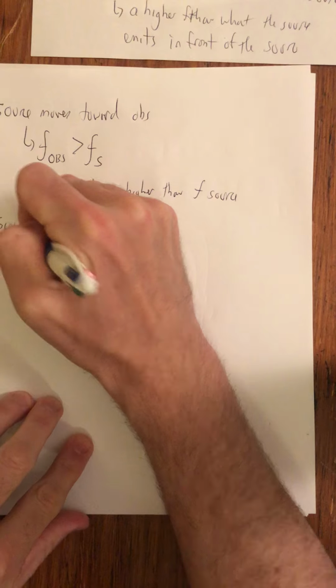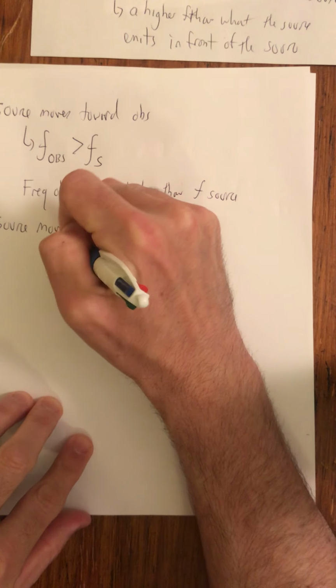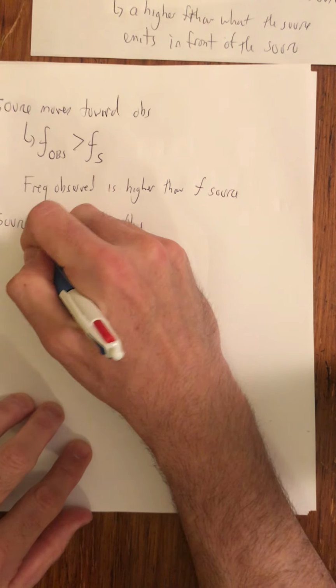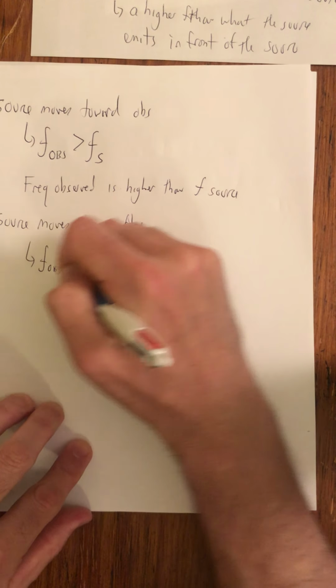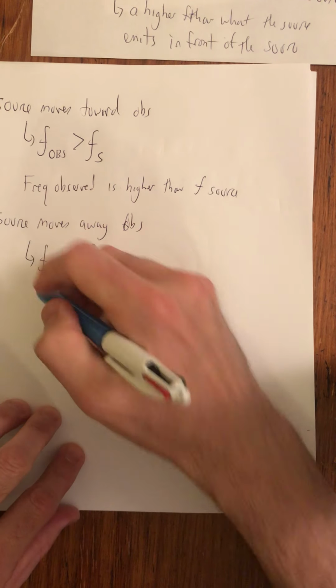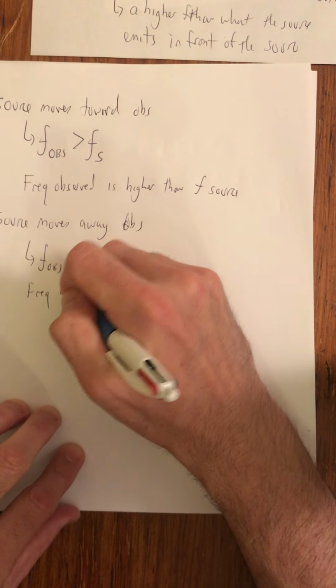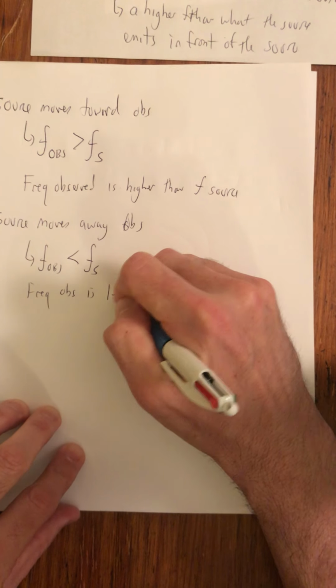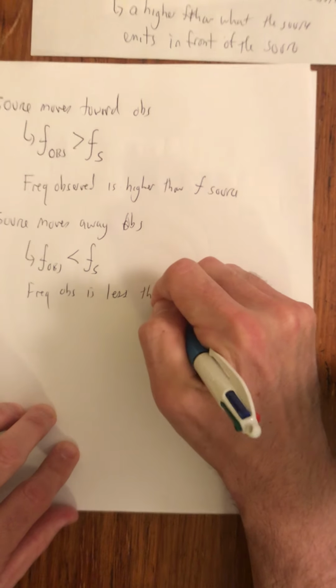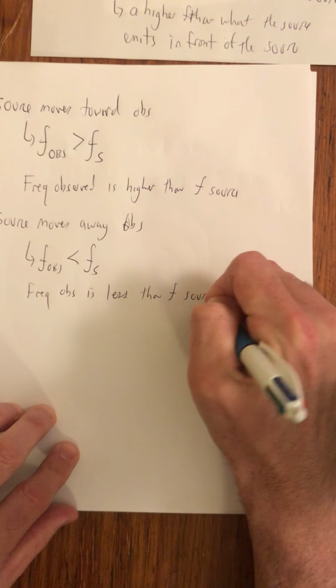Similarly, if the source moves away from the observer, the frequency that is observed is going to be less than the frequency of the source. Once again, the frequency observed is less, not getting smaller, than the frequency of the source.